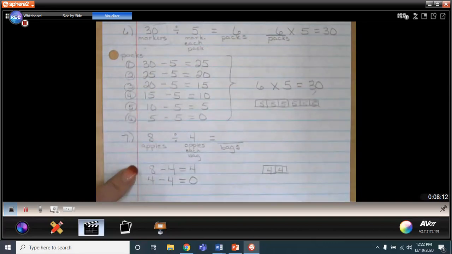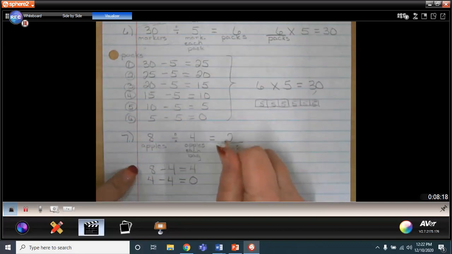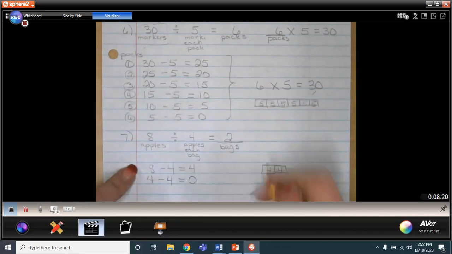So how many bags did I use? Well, look at your groups. Here's a group of 4, and here's a group of 4. So I used 2 bags to put all 8 apples into groups.